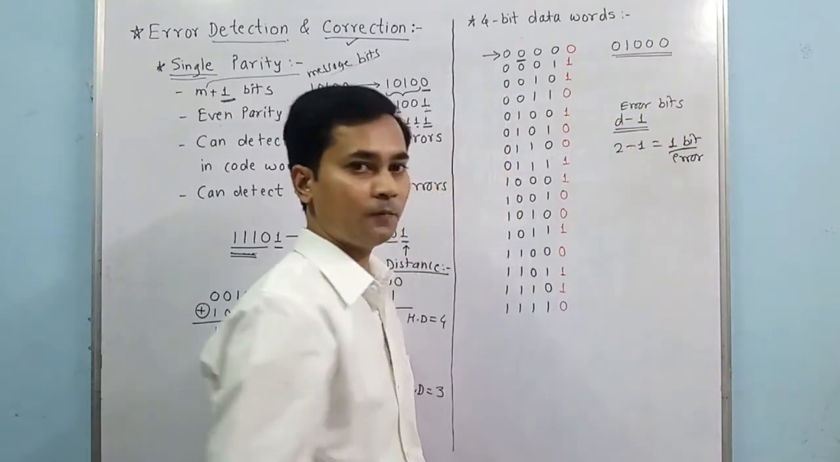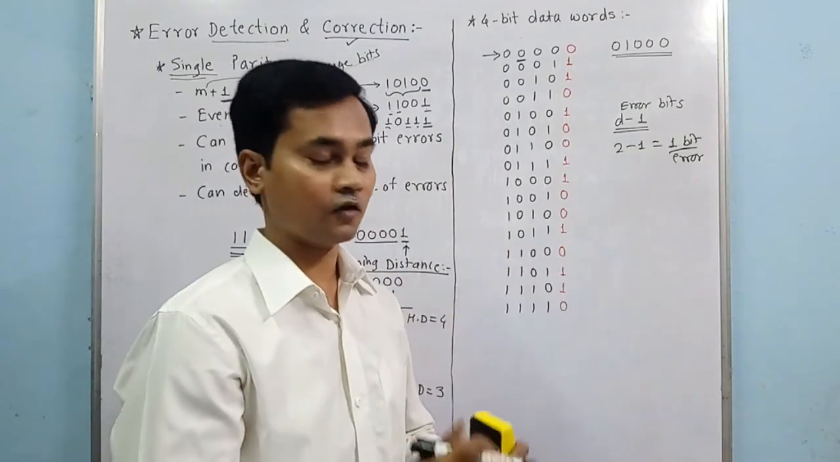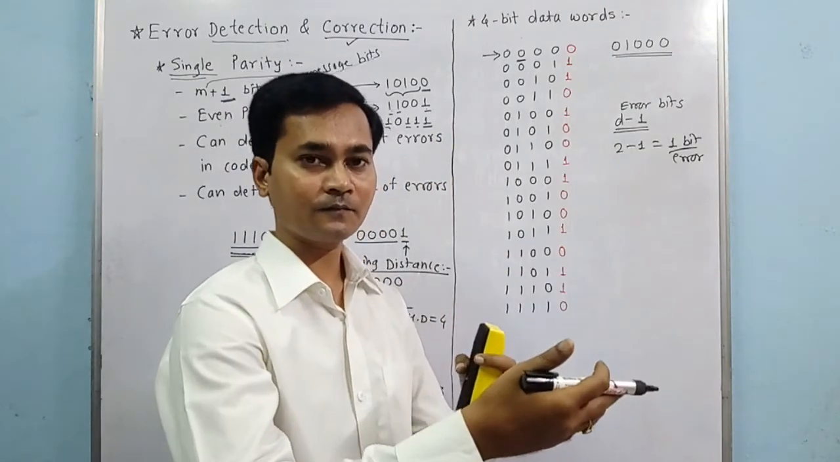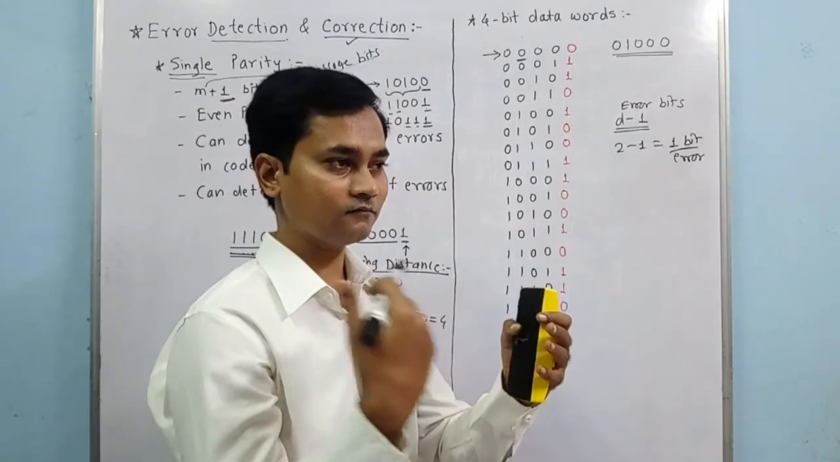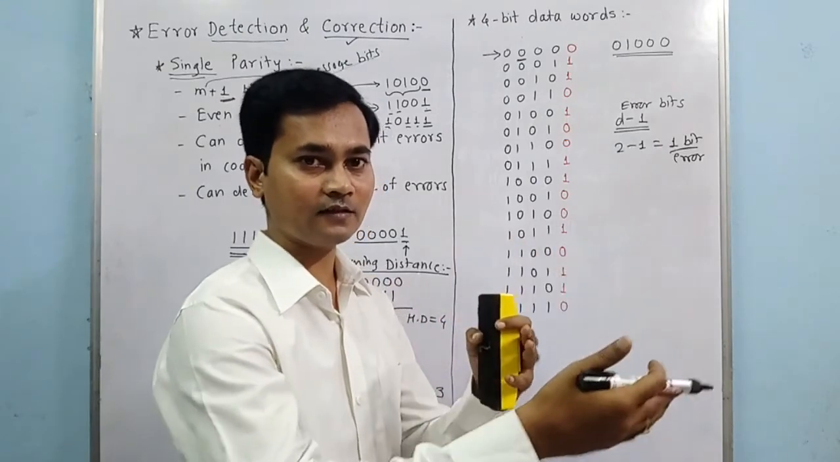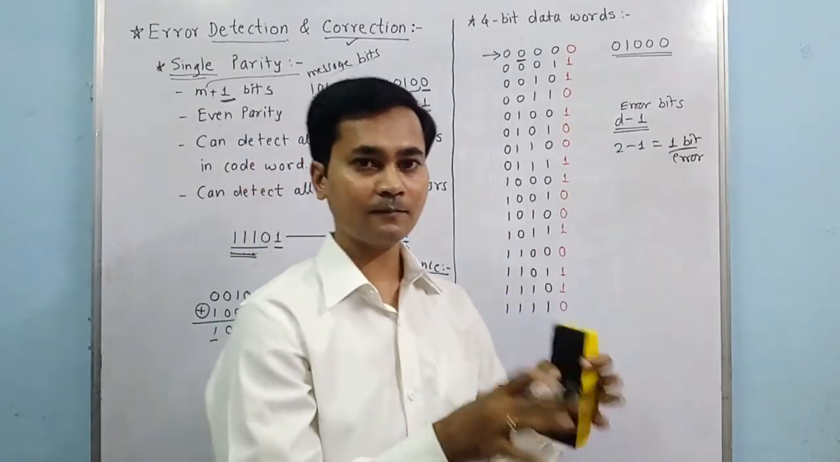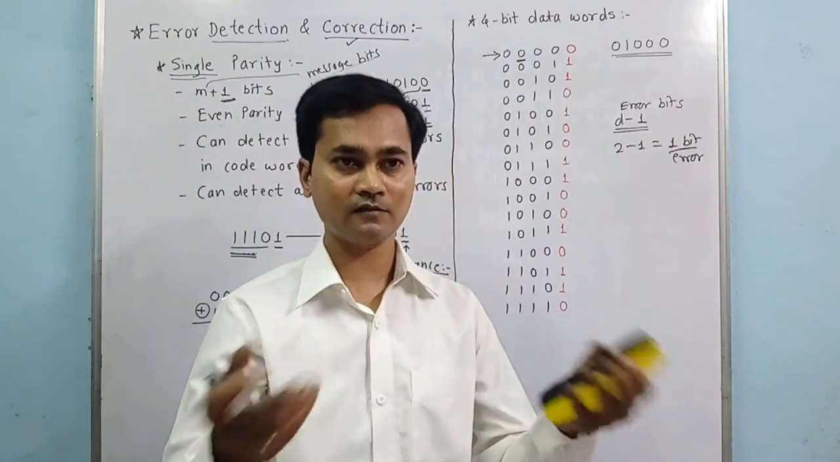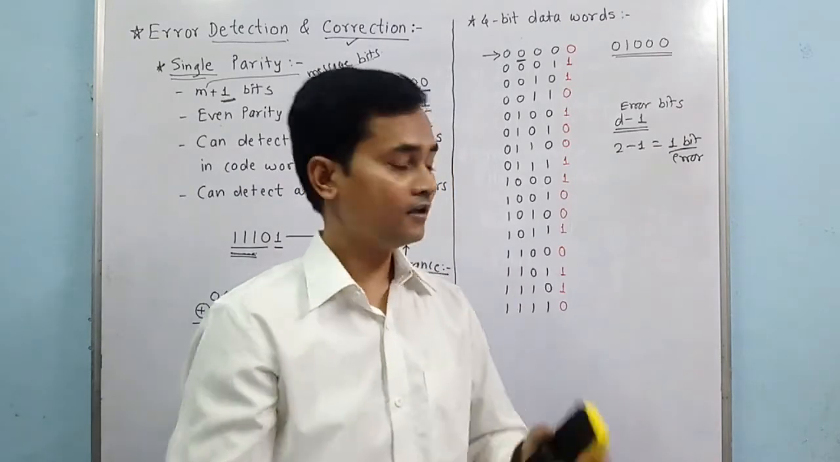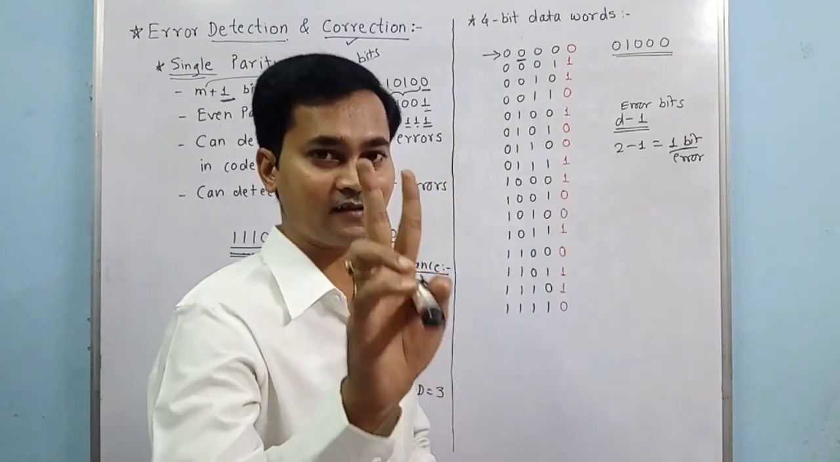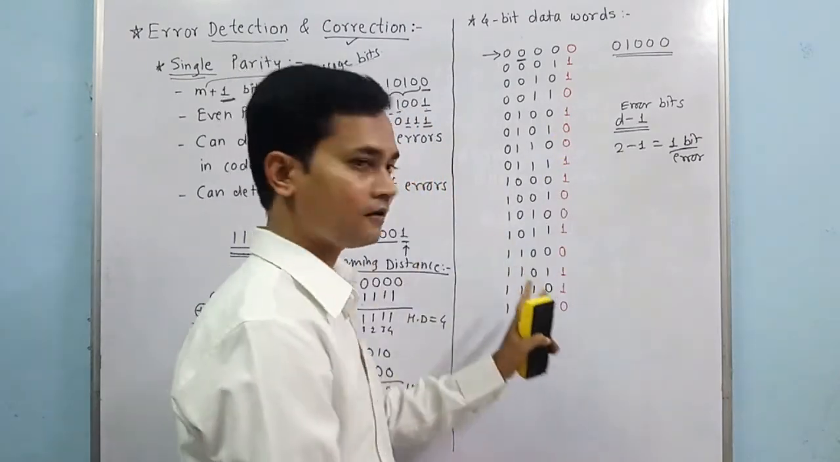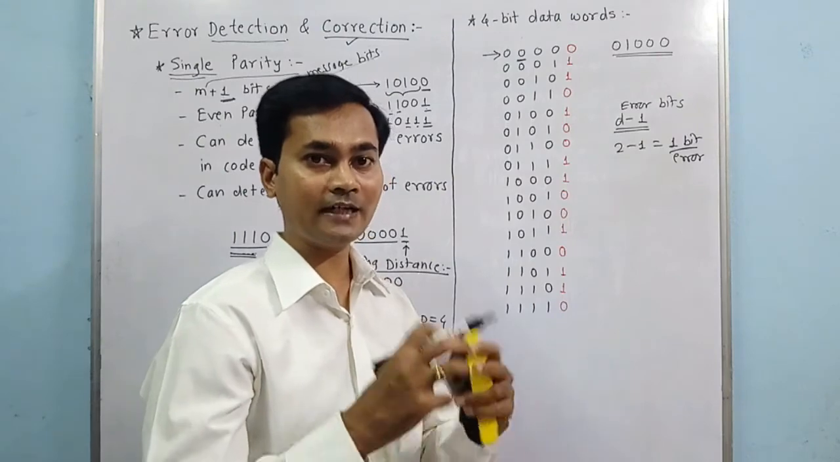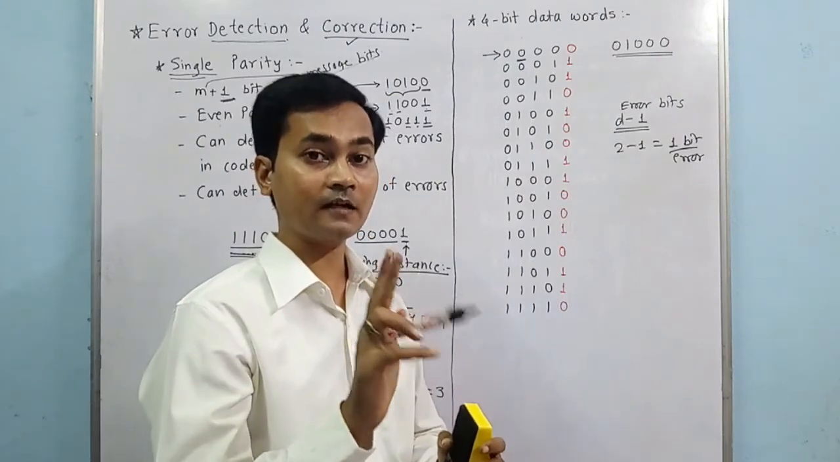Suppose 2 bits are changed during transmission, or sorry, during reception. When the data is in the transmission process, in the medium, due to some temperature, some ambient light, some machine, or a noisy environment, the data may be changed by 2 bits. Then the receiver will not be able to detect that number of error bits.